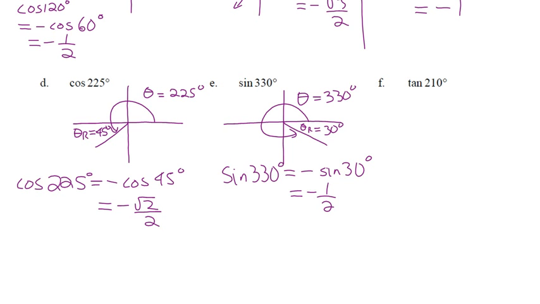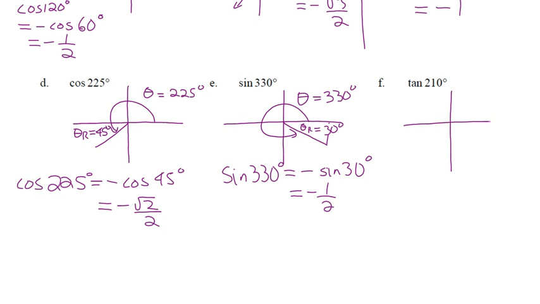So the idea is we're using reference angles because basically we have a 30-degree triangle here. And in every 30-degree triangle, the sine of 30 degrees is 1/2. If we took this divided by this, it's 1/2. But we're in quadrant 4 where only cosine is positive.